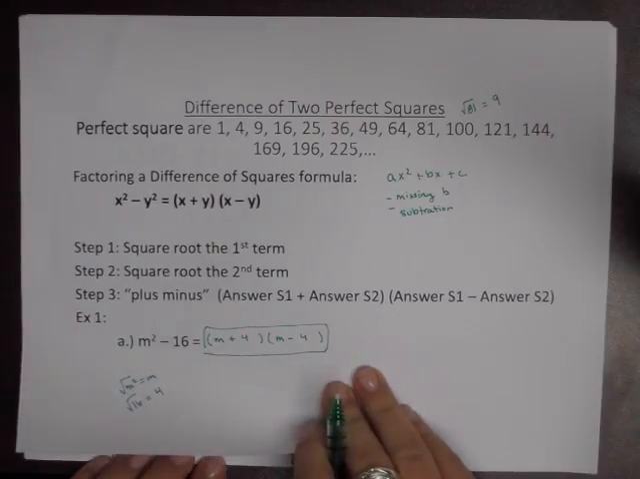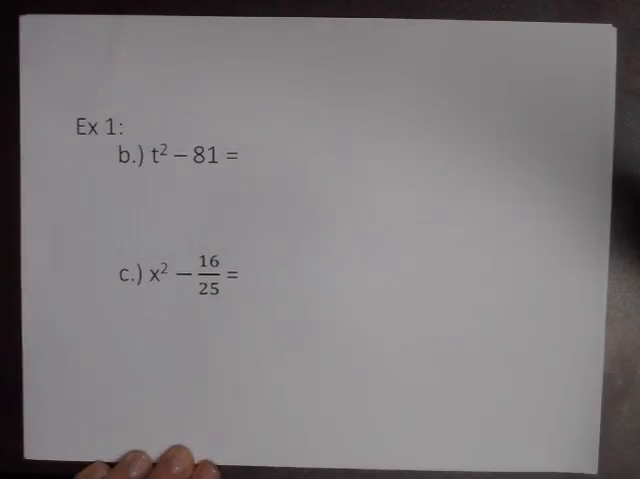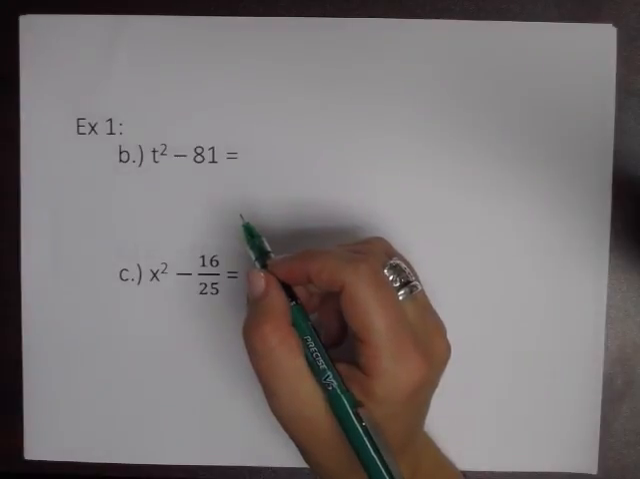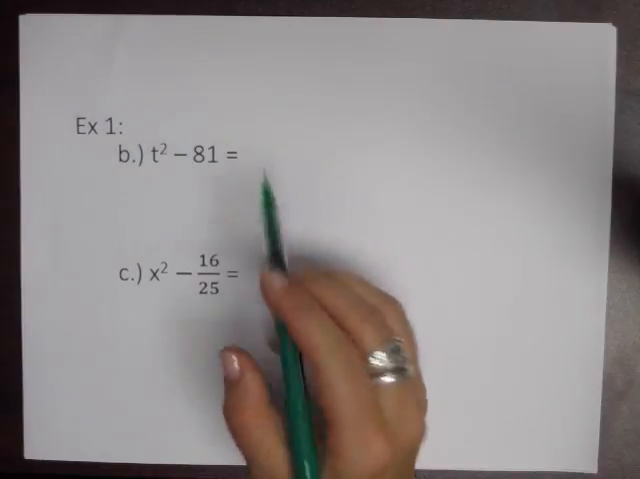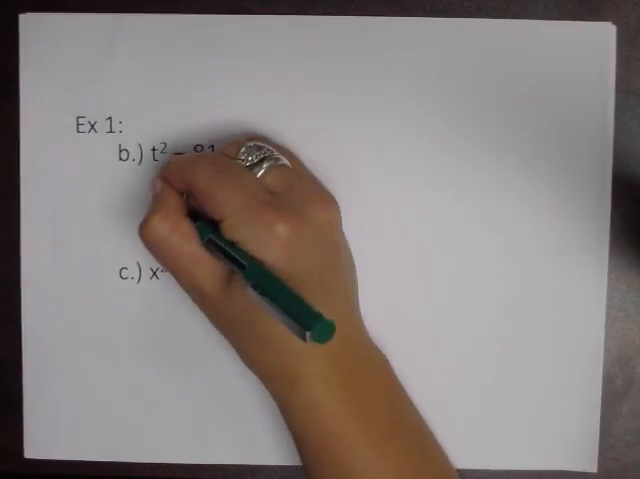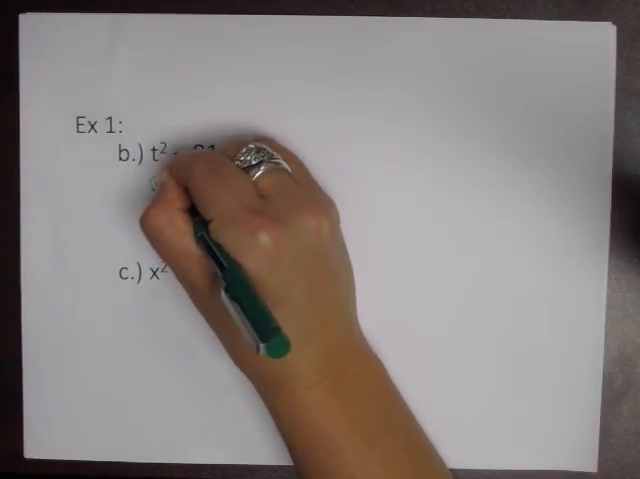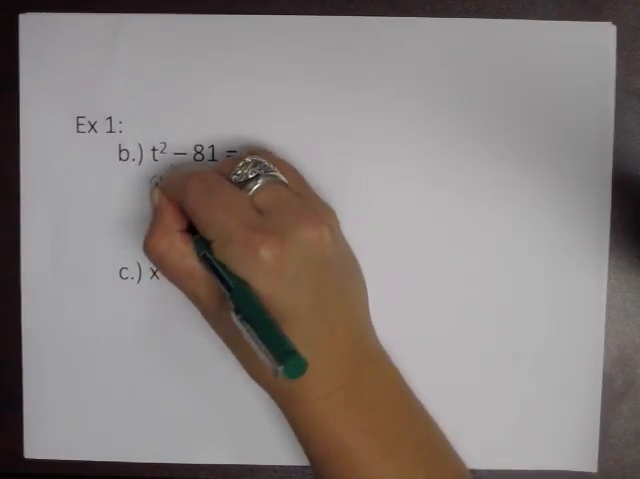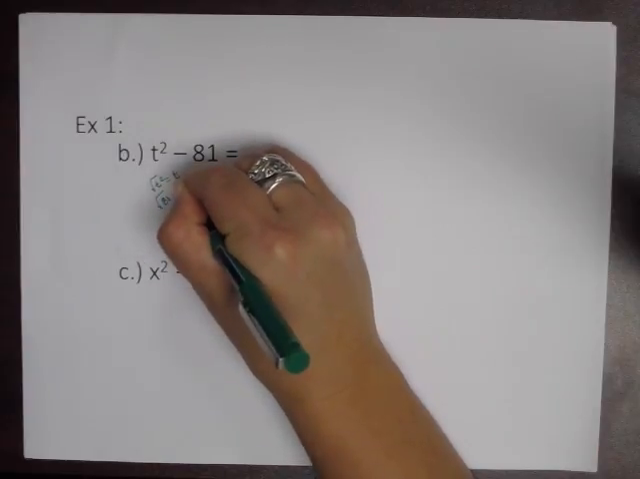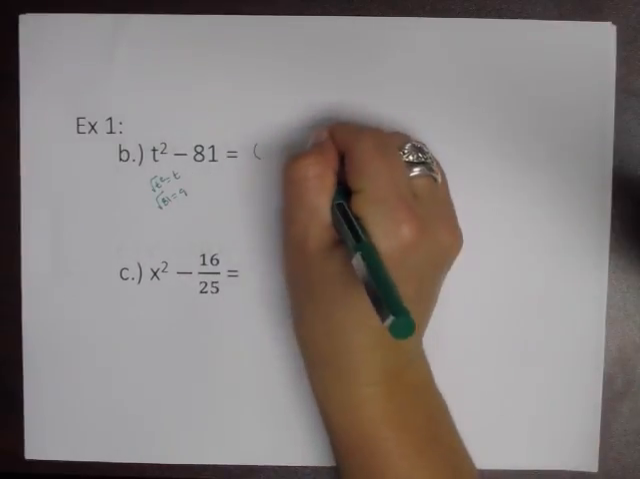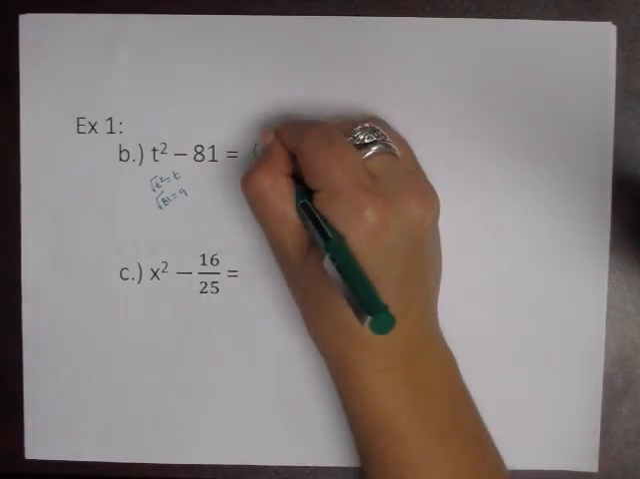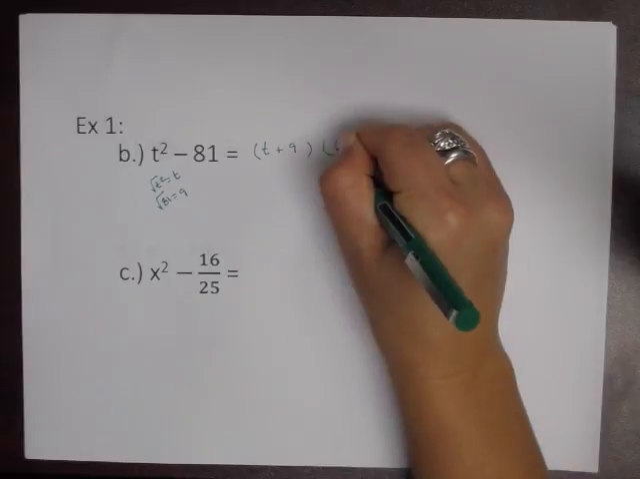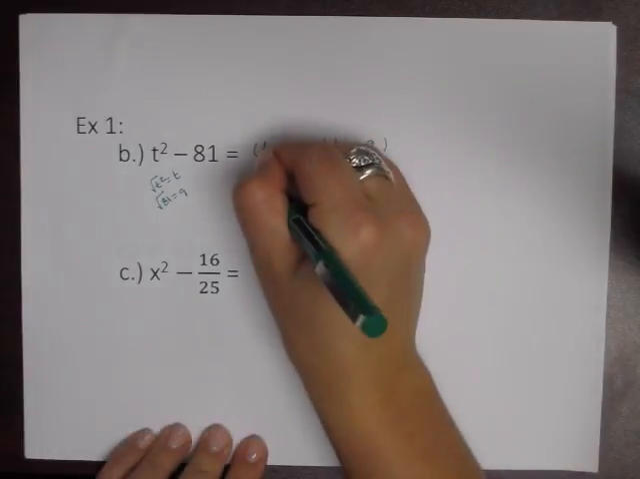Okay, so let's try another one. I've got t squared minus 81. The first thing that I notice when I look at this problem is that I am missing my b, and it's a subtraction problem. So I take the square root of t squared, which is t. Then I take the square root of 81, which is 9. Then I set up my 2 parentheses, and I write a plus minus on them. And I would go t plus 9, t minus 9. And there's my answer.